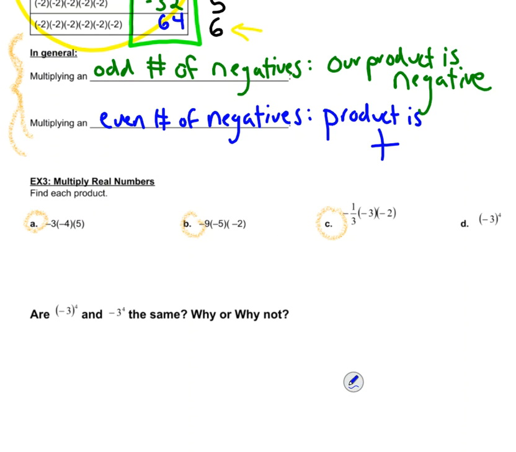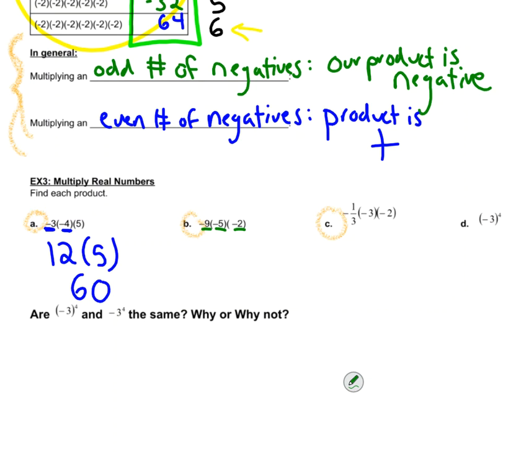Okay, example A, using PEMDAS, we've got all multiplication. Let's go from left to right. Multiplying negative 3 and negative 4, we get a positive 12, and then still times that 5. A positive 12 because we had two negative numbers being multiplied together, we get a positive. Now 12 times 5, we should get 60.